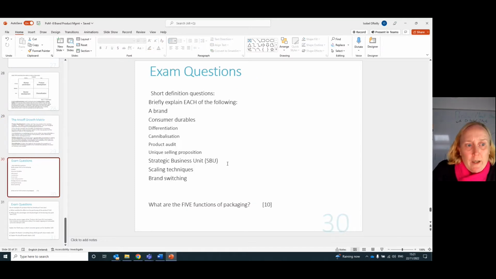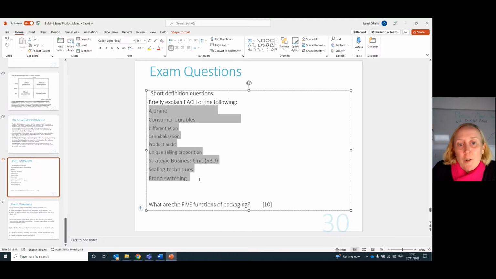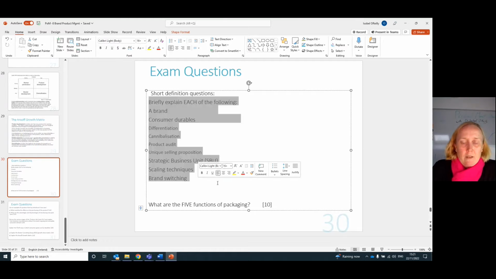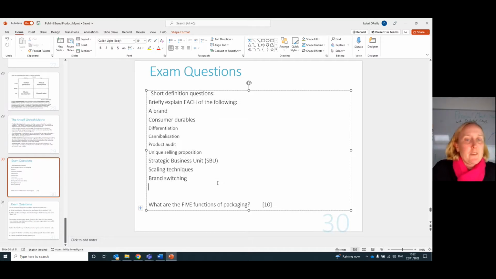Now, exam type questions on this whole overall topic of branding, product development, and product management could be from various different past papers. They might ask you to describe or give definitions of any one or a number of these, depending on the way the question is put. Sometimes it could be compare this and this, or whatever. So like 5 marks each for an overall 10% question.